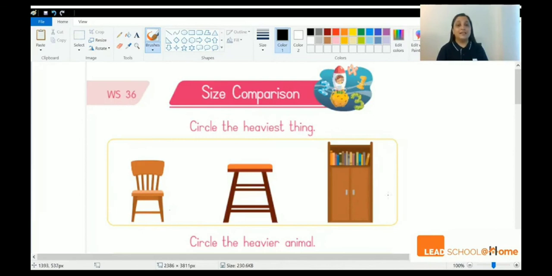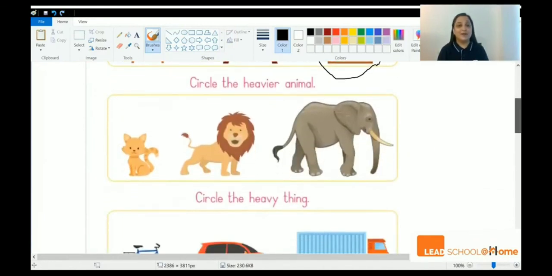So look at these 3 pictures. Can you see? Do you know what this is? Yes, this is a chair. And this? Yes, this is a table. And what about this? Yes, this is a cupboard. Now tell me, which is the heaviest? We will circle the heaviest thing here. Do you know which is the heaviest? Yes, a cupboard is the heaviest. So circle it with me in your workbook. Now let's do the second part of this worksheet.